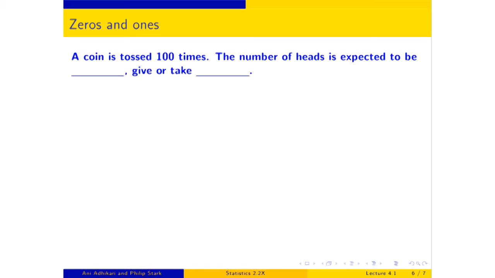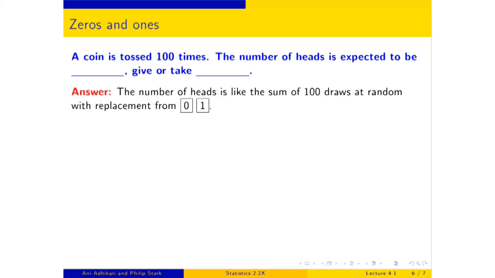So if I'm tossing a coin 100 times, then the number of heads is like the sum of 100 draws from the box 0, 1. These are the number of heads that you can get on one toss. Either no heads or one head. And these proportions are fine because the chance is half and half.